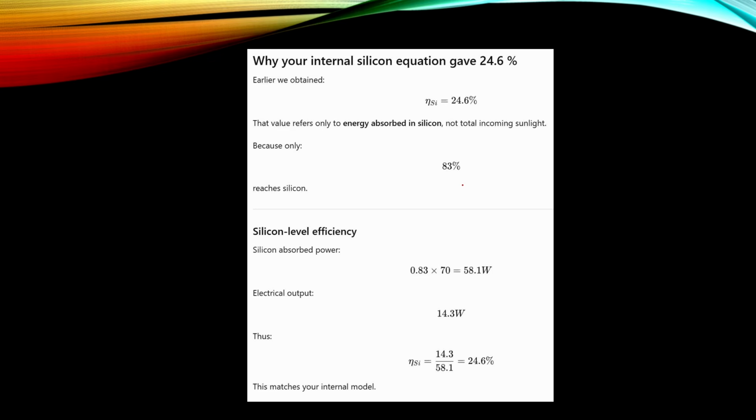But if we calculate it so that we use this energy absorbed in silicon, that was 83% of incoming radiation. It means that the power absorbed in silicon is 58.1 watts, and our electrical output is 14.3 watts. So this efficiency is now 24.6%. So when you are talking about efficiency, be always careful and check how this efficiency is calculated.